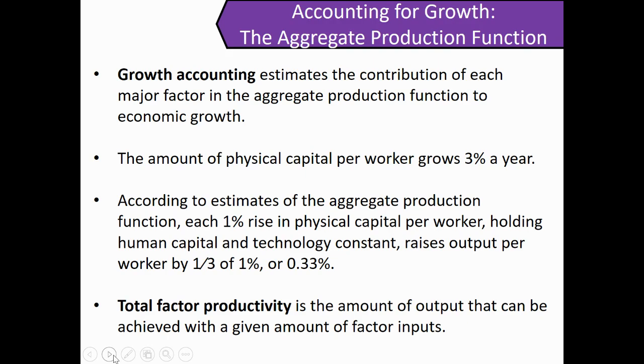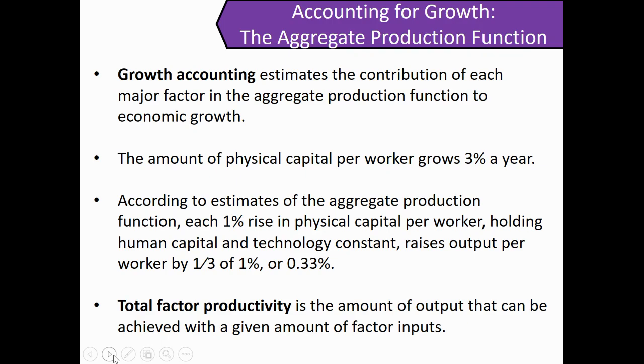Okay. When we think about this, the amount of physical capital per worker grows about 3% per year, according to estimates of the aggregate production function. Each 1% in physical capital per worker, holding human capital and technology constant, raises output per worker about a third of 1%. Okay. So we don't see that drastic increase. We have to raise human capital and technology up to have that continued growth.